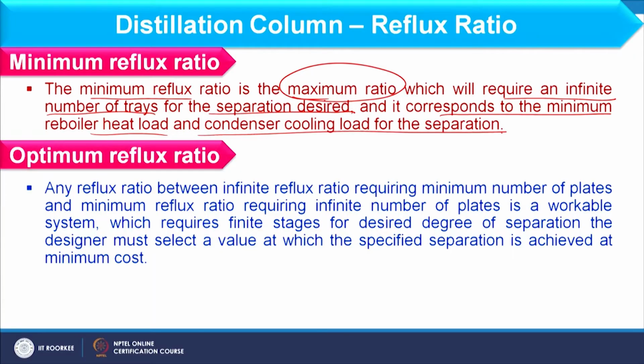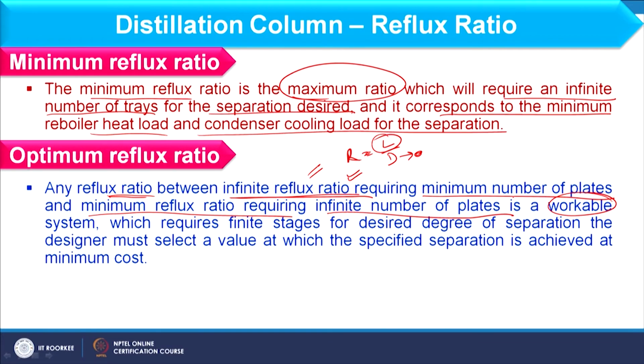And next we have the optimum reflux ratio. Any reflux ratio between minimum and infinite reflux ratio, which we can consider as total reflux. And why am I considering this as infinite? Because R is equal to L by D, and if I am not taking any product out, D would be 0. So, we can have R as an infinite value. That is also the condition with total reflux. It requires the minimum number of plates, and minimum reflux ratio requires an infinite number of plates. And we have to work between these two.